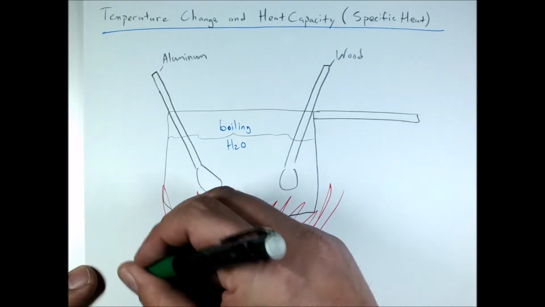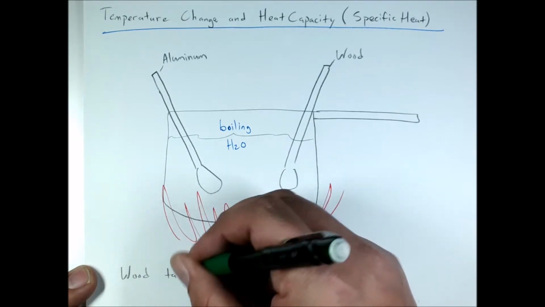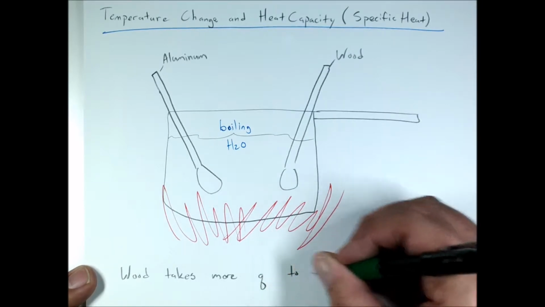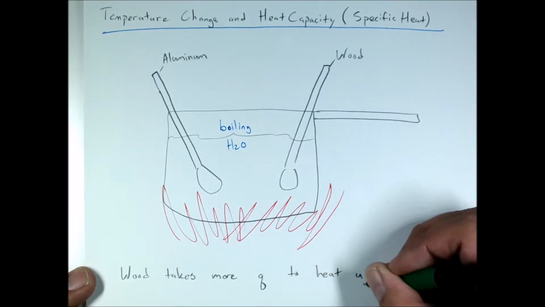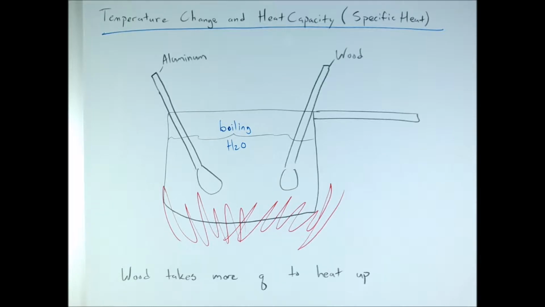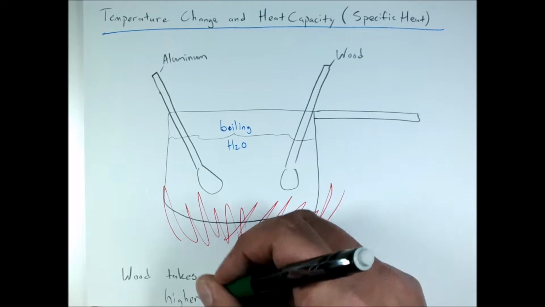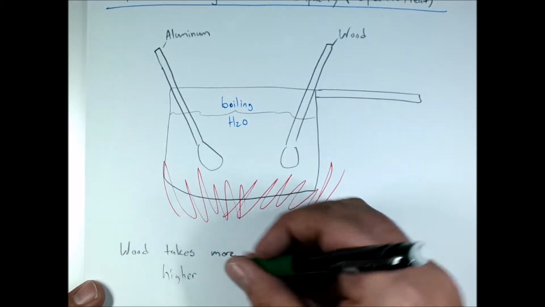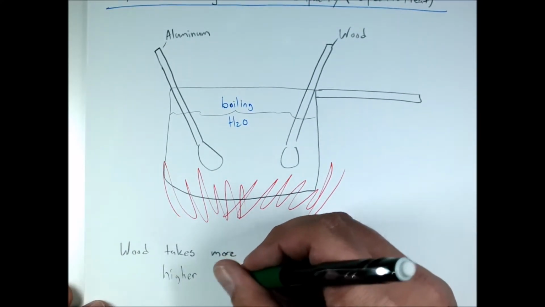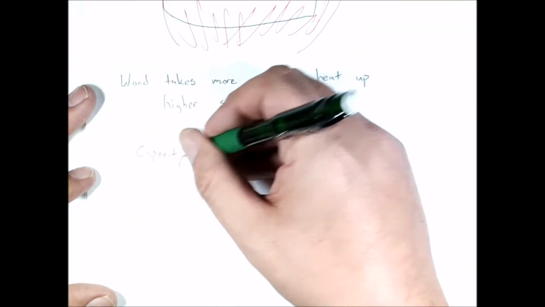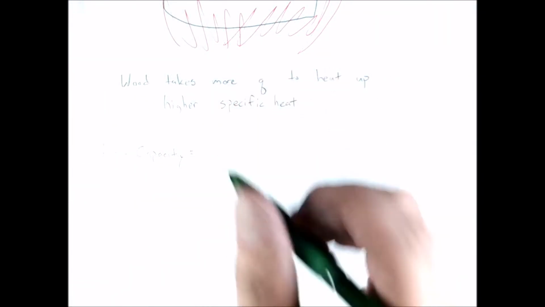So we can say that wood takes more Q to heat up. So what we can say then is that wood has a higher heat capacity than aluminum does, or higher specific heat. And just to be consistent with your book, I'm going to use specific heat here. I'm using these words interchangeably because I tend to use them really interchangeably.